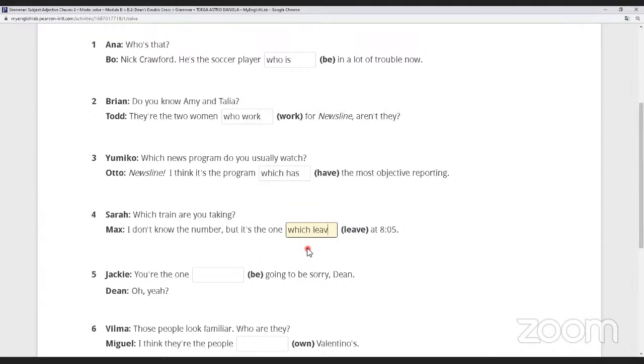Which leaves, or leave? I couldn't listen to you. Which, with an S or without? Which, like this or without S? Lips. Okay, thank you.